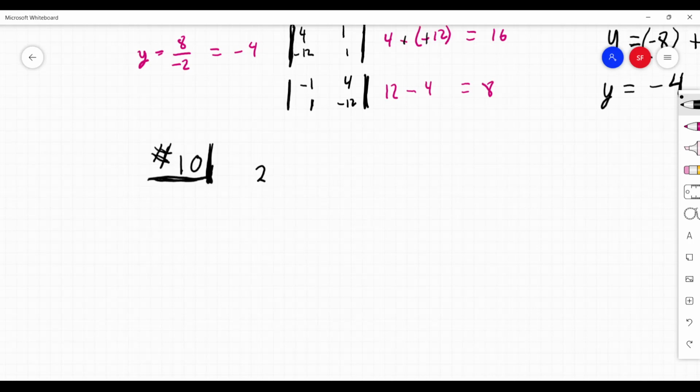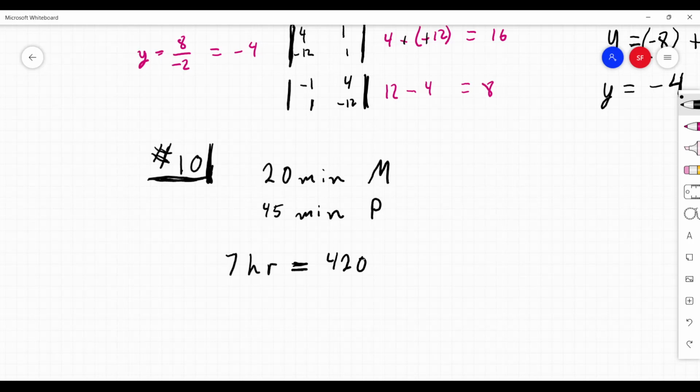So, what am I writing? 20 minutes for a manicure. 45 minutes for a pedicure. You've got 420 minutes worth in a 7-hour workday, which converts to, you just said, 420 minutes. That was my thought.